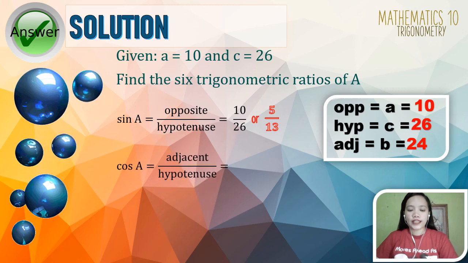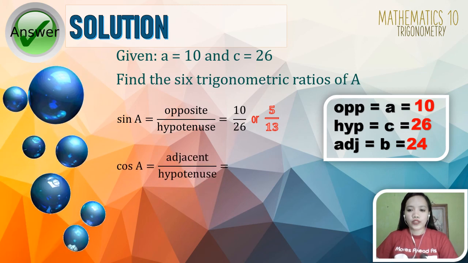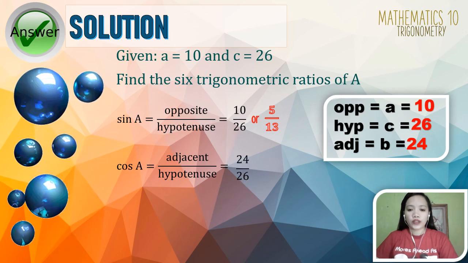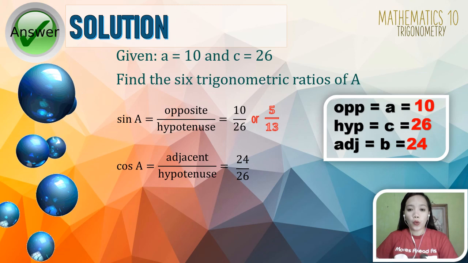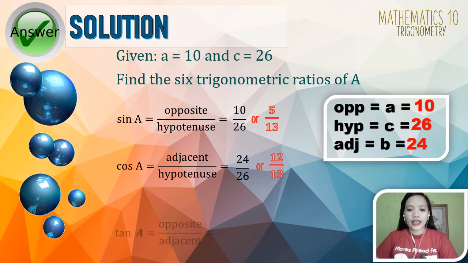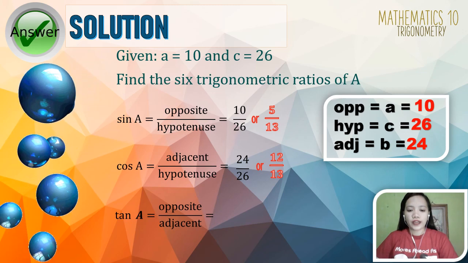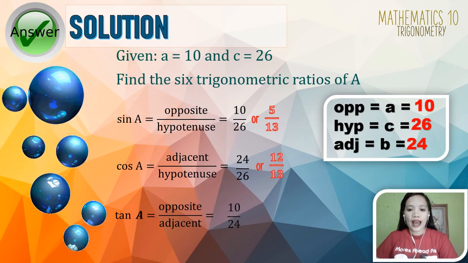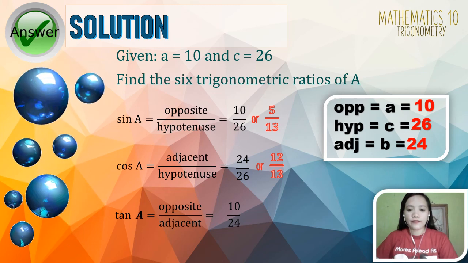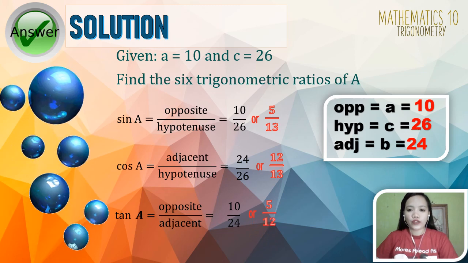Next, for cosine A, we have adjacent divided by hypotenuse. Substituting the details in the formula, we'll have 24 over 26 or 12 over 13. Next, we have tangent A equals opposite divided by adjacent. We'll have 10 over 24. And we can still simplify this. So we have 5 over 12.